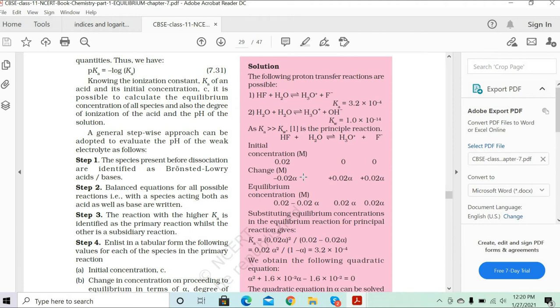And you know the formula, equilibrium constant is equal to C alpha square by 1 minus alpha. Actually, you can use the formula directly also, but when you write the chemical reaction and then do that, your understanding will be very crisp, and you're able to thoroughly work on those problems.